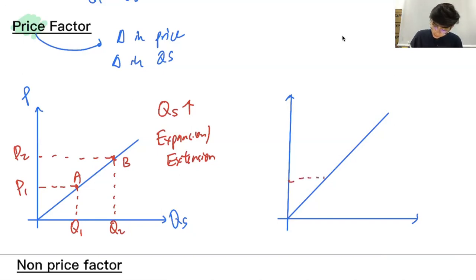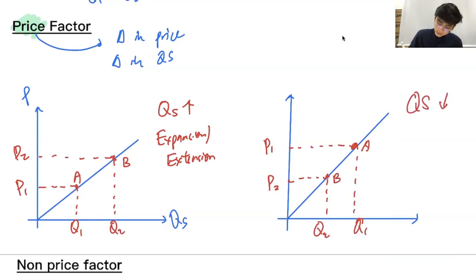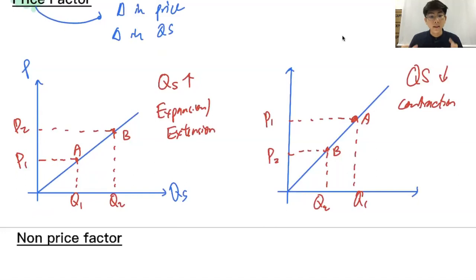Okay. So this is the price. Let's say now the price decreases from P1 to P2. So the quantity decreases from Q1 to Q2. This is your point A. This is your point B. So this one is quantity supplied decreases. This is what we call contraction. Simple as that, guys. The price factor is about price. It's about a change in the price.